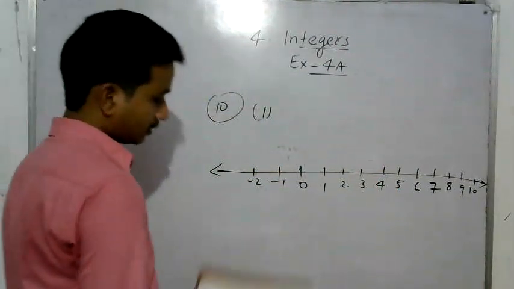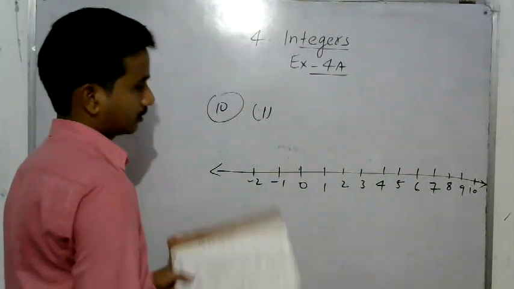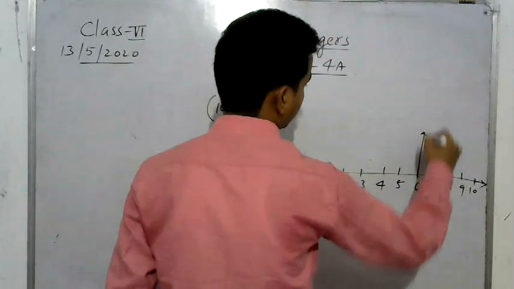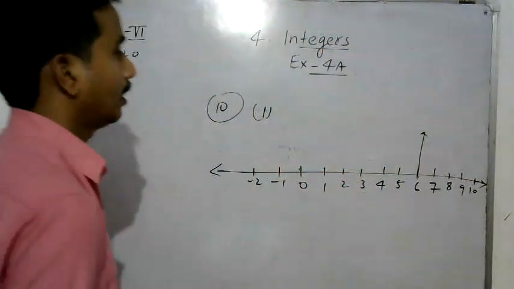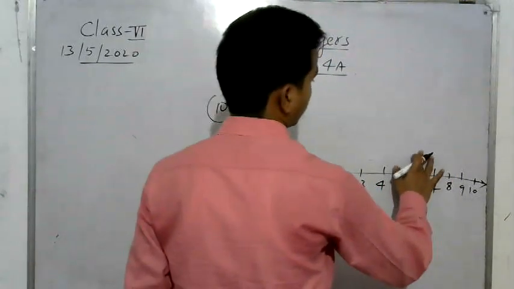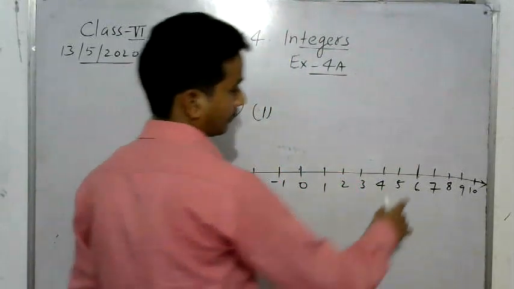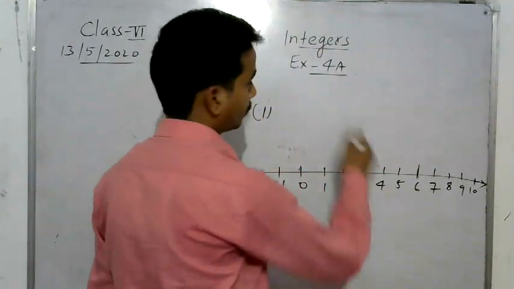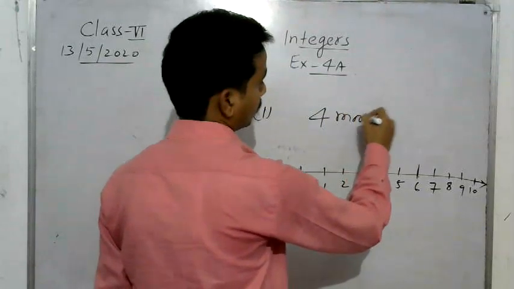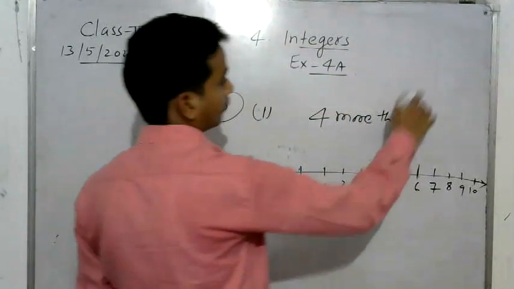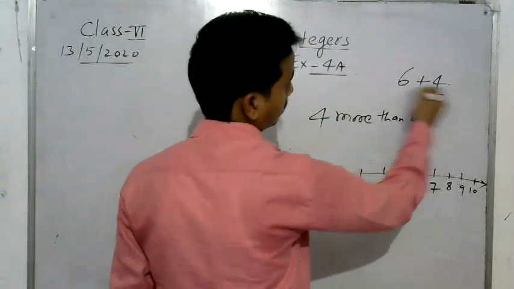Now, where is 6? 4 more than 6. So here is 6. Okay? Here is 6. And you have to add 4 to it. 4 more than 6 means we have to add 4 to 6.